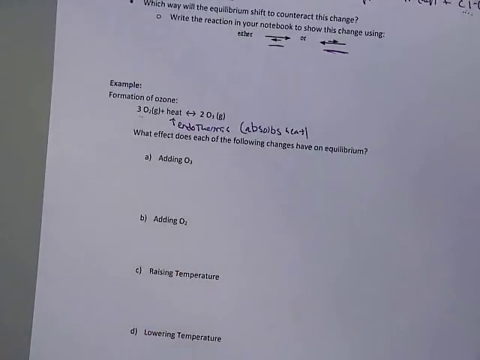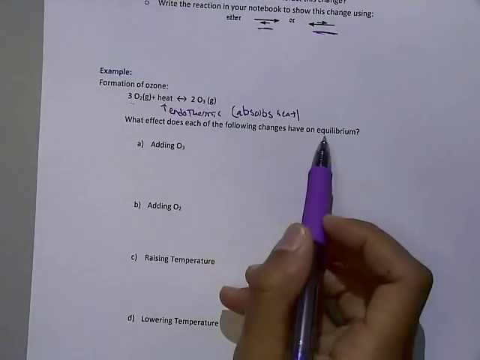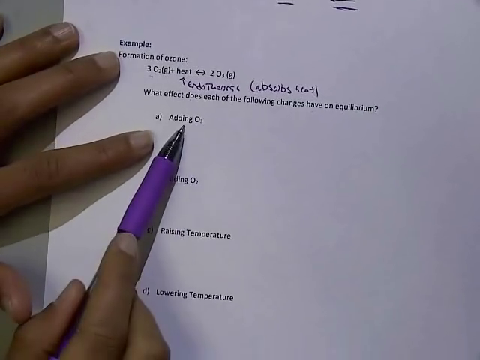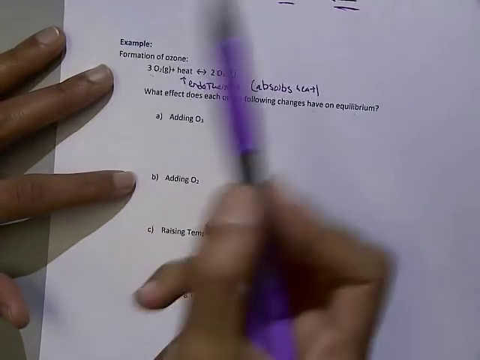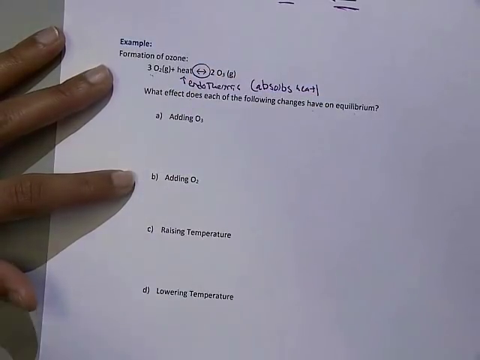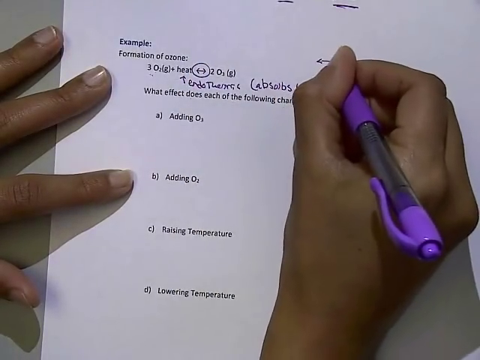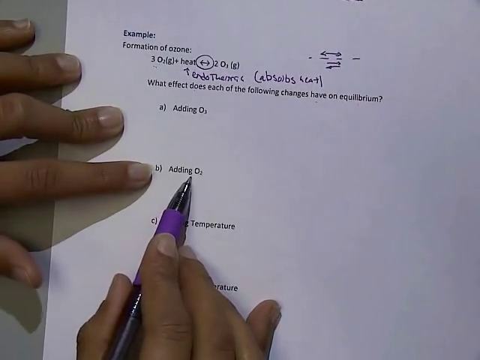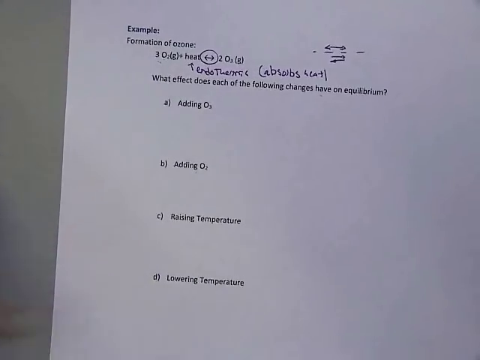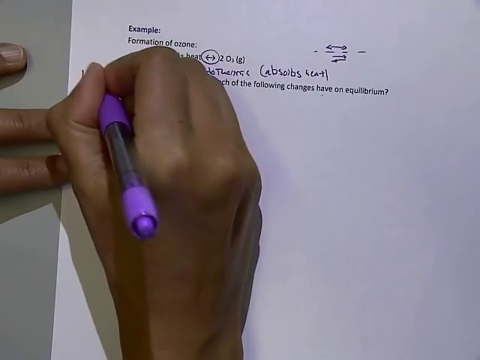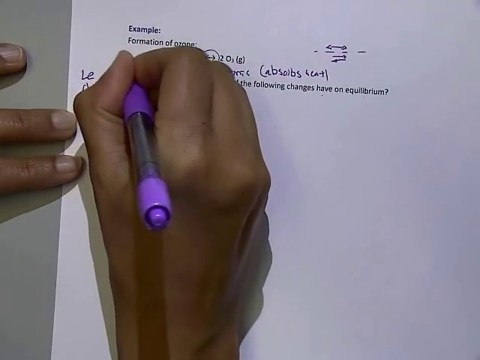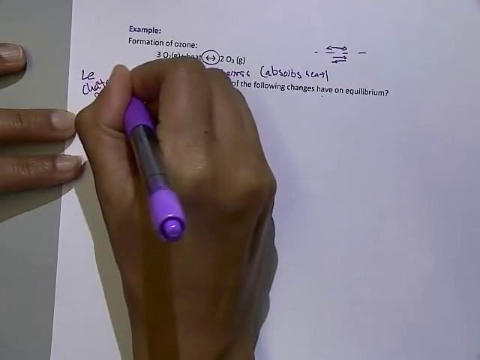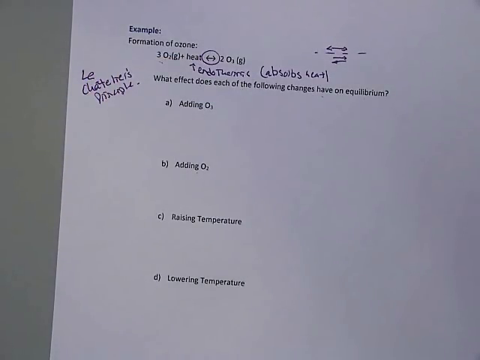So here I have a series of questions for you. What effect does each of the following changes have on equilibrium? What effect does adding ozone have on this equilibrium? So this reaction is in equilibrium. We show that either by this double arrow, or you can have 2 arrows. So these are 2 ways of showing equilibrium, okay? What happens if you add oxygen? What happens if you raise the temperature? What happens if you lower temperature? So keep in mind what Le Chatelier's principle says about changes to the equilibrium and how we counteract those changes.